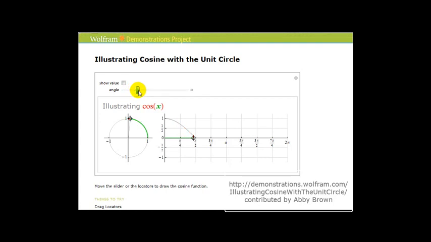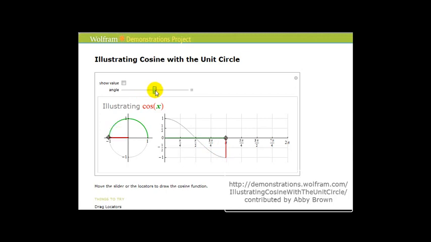So at 90 degrees, this would be the point 0, 1, and since the x-coordinate is 0, the cosine of 90 degrees is equal to 0, or the cosine of pi over 2 radians is equal to 0.